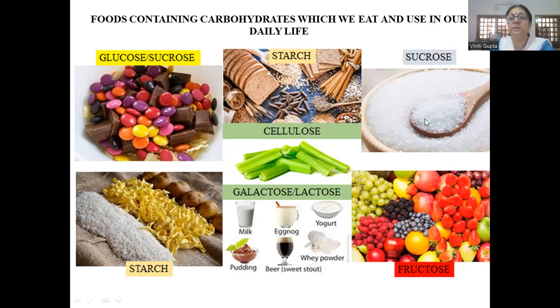For example, this is sugar, generally called sucrose, which breaks down into glucose. This is all fruit sugar, which primarily comprises fructose. The bamboo shoots and asparagus have cellulose. These are dairy products, which primarily have lactose. Potatoes have starch, which gives glucose, and so on and so forth.